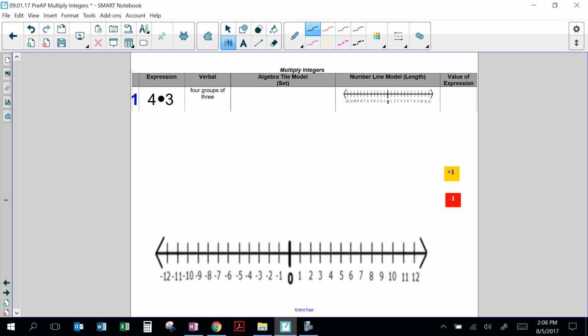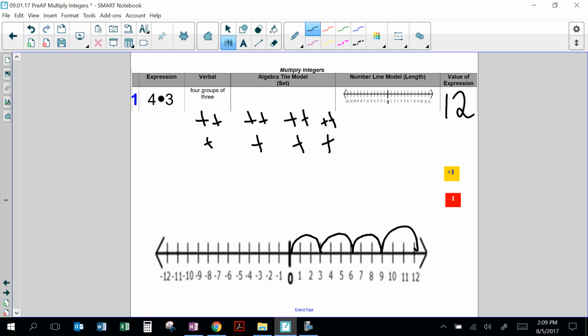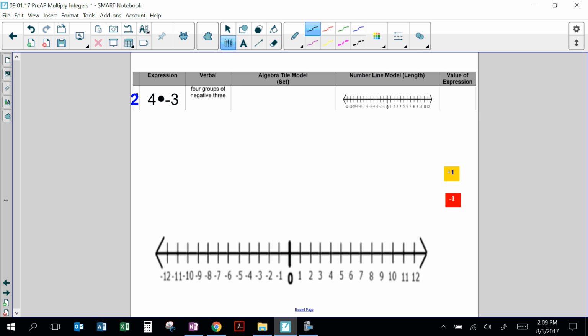So let's try this using number lines now. 4 groups of 3. So you can use algebra tiles or you draw 4 groups of 3. One group of 3, two groups of 3, third group of 3, fourth group of 3. And I get 12. How would you show that on a number line? One group of 3, a second group of 3, a third group of 3, and a fourth group of 3. So it's 12.